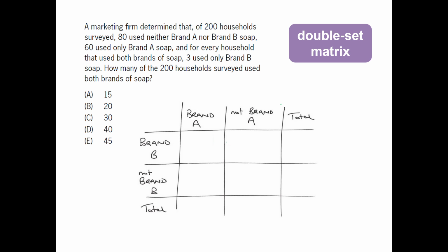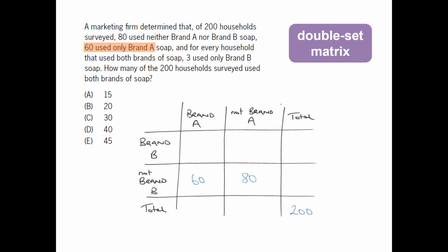Great, let's put some numbers in our table. This 200 households, well, that's the total of the total. That's going to go in the far right corner. This 80 that used neither brand A nor brand B soap, let's find the appropriate box. It's going to go here. And then the 60, they used only brand A, but they didn't use brand B. That's going to go here.